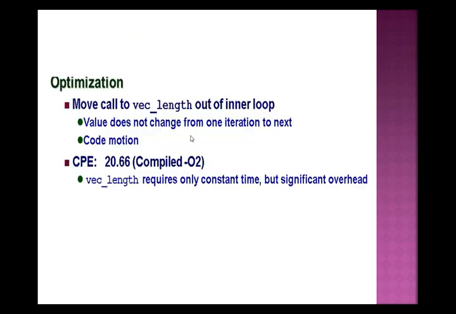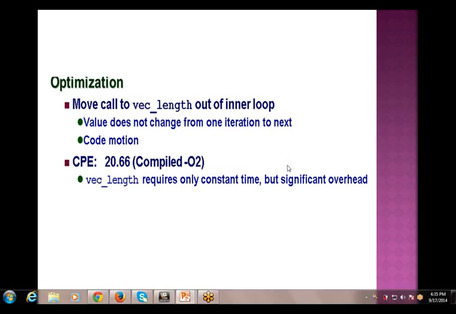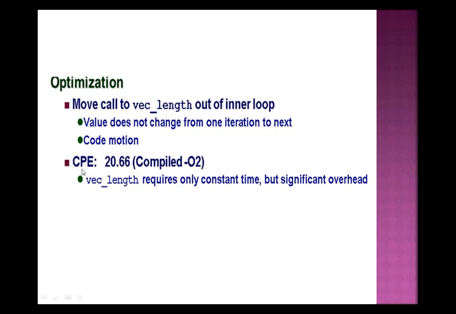Now, what is the optimization? Move the vec length call out of the inner loop. As I told you, the value does not change from one iteration to the next, that is, the value does not change automatically every time. That is code motion. CPE, that is cycles per element, is 20.66. Vec length requires only constant time but significant overhead. These are the improvements we covered in the combine two function, by using the vec length function outside the inner loop so that the function will not iterate and change the value.